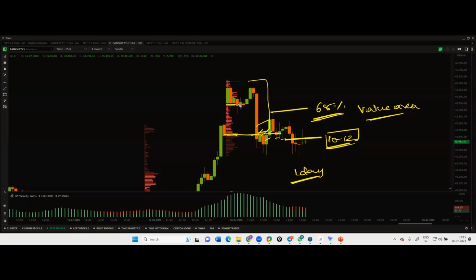The yellow line you see here is called your point of control, which is the single price point during the day where the largest volumes are traded. The upside border is called your value area high, and the downside border is called your value area low. Clear so far? Everyone with me?